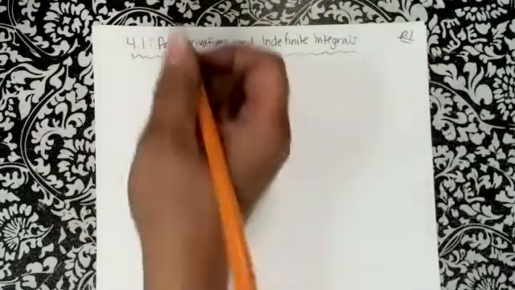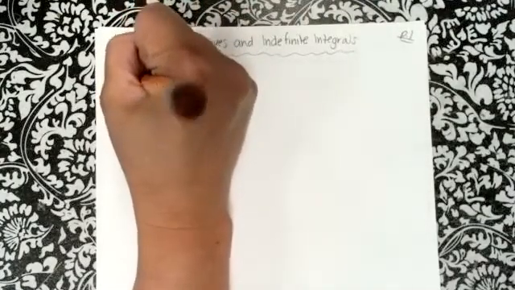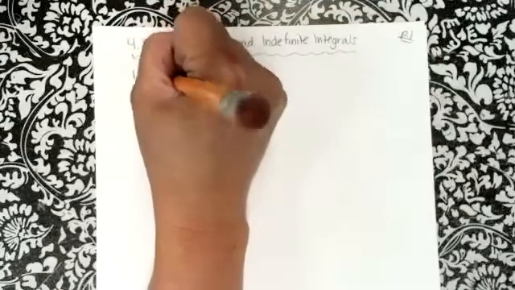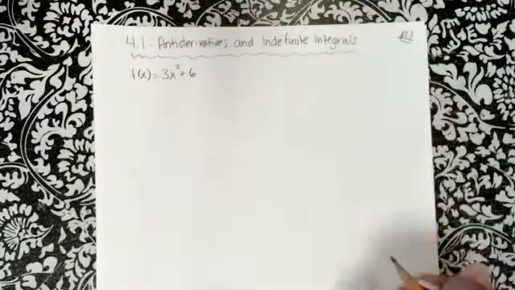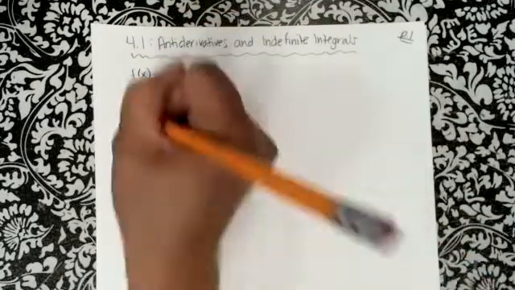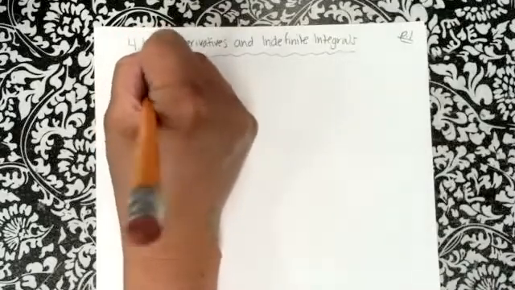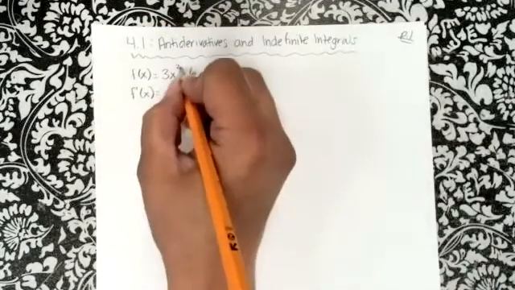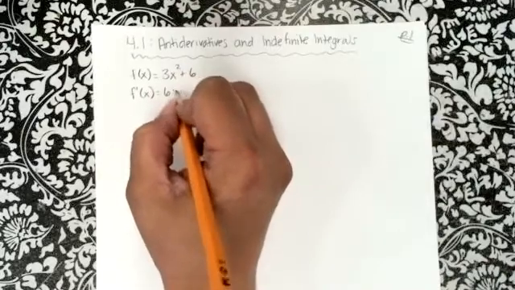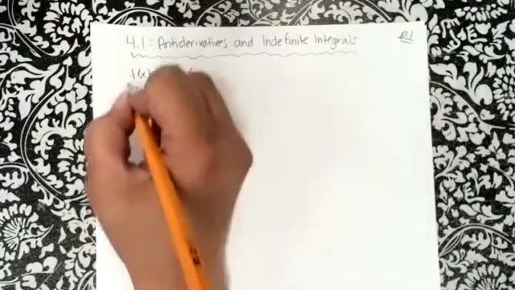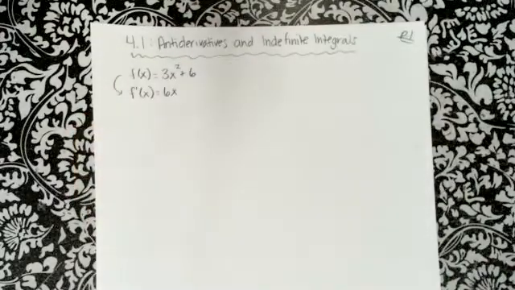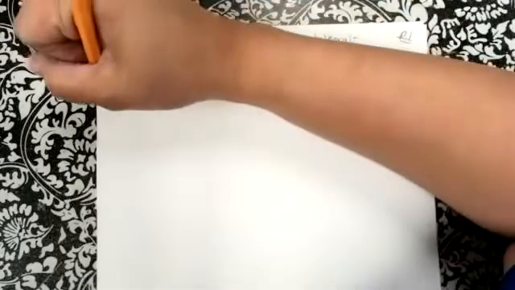Now, if I start off with f of x equals 3x squared plus 6, and I ask for the derivative, you bring the 2 down, so that's going to be a 6x, and then the derivative of 6 is going to be 0. So this is the derivative.